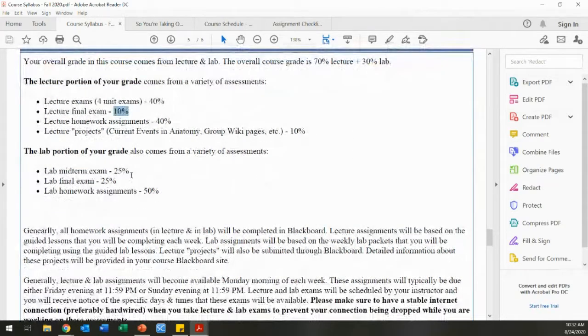In lab, we're taking two major exams, a midterm halfway through the semester, and then the final exam at the end. We have 2 kinds of homework assignments. Some of them will be in Blackboard, just like the lecture homework assignments. Some of them will also be in software called Visible Body. So this 50% is actually going to be split between Visible Body and our Blackboard assignments.